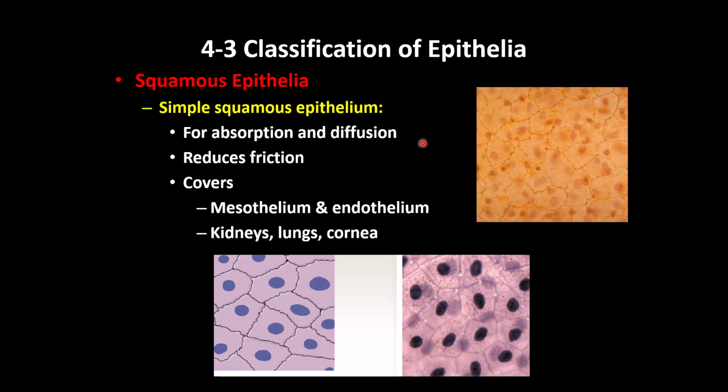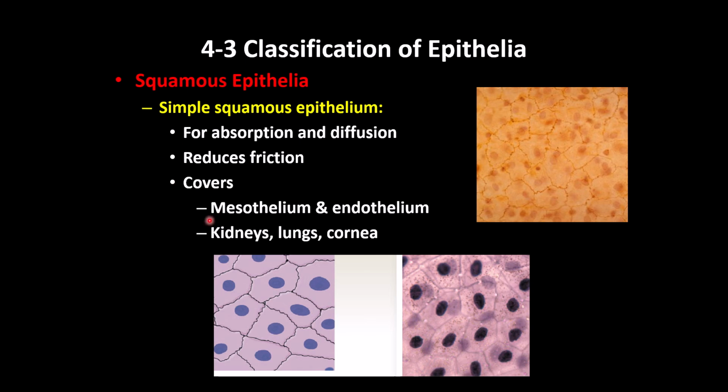So now a little bit more detail about each type. These are very important. They will be tested in exams, so please make sure to know these things very well. Simple squamous epithelium is for absorption, secretion, and diffusion. The secretion they make is a very slippery fluid that reduces friction between different organs that are mobile, so that will reduce damage to those organs.